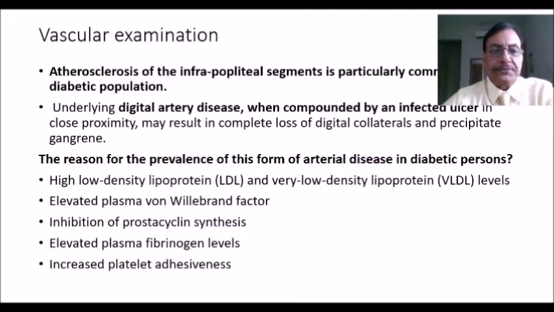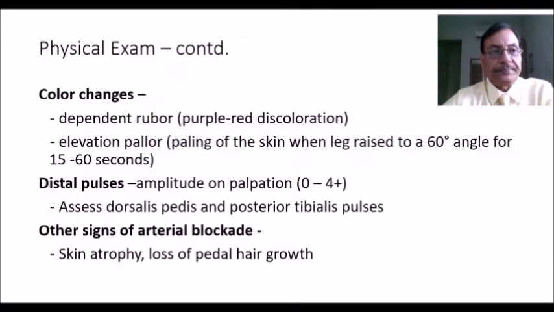And what are the reasons for the prevalence of this form of arterial disease in diabetic persons? The reason is following. There is high low density lipoprotein and very low density lipoprotein level in the diabetic persons. There is elevated plasma von Willebrand's factor, inhibition of the prostacyclin synthesis, elevated plasma fibrinogen levels, and increased platelet adhesiveness.